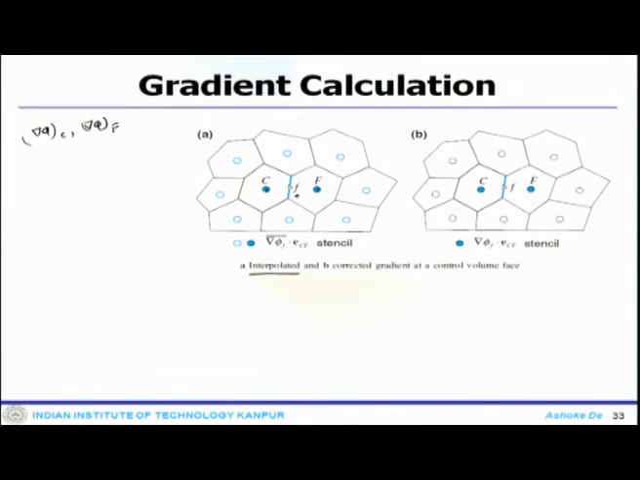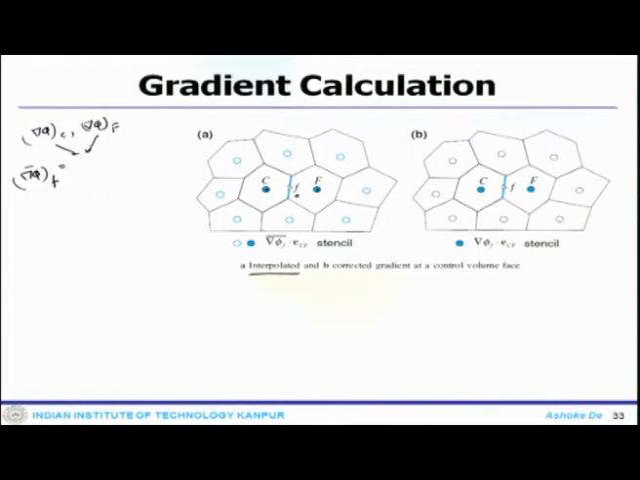So one can see how this delta phi c, delta phi f, they actually use the information at the cell nodes and can be calculated. So the interpolated gradient would be at the face, and that can be obtained by some sort of an averaging of the cell centers C and F. So essentially using these two pieces of information it can be obtained.